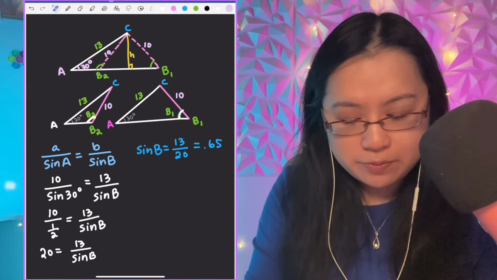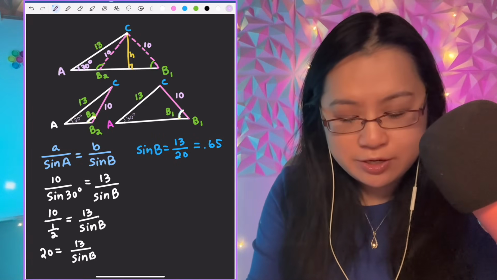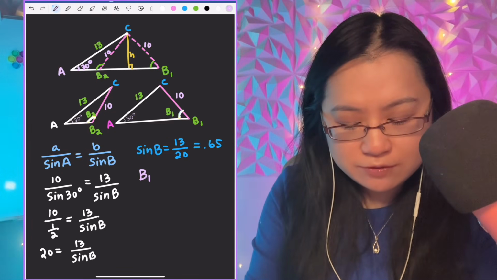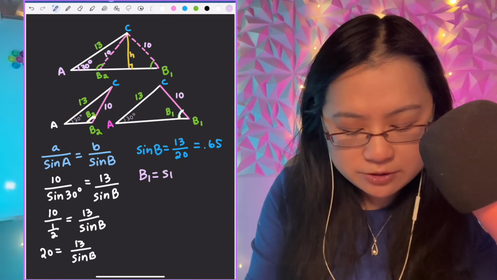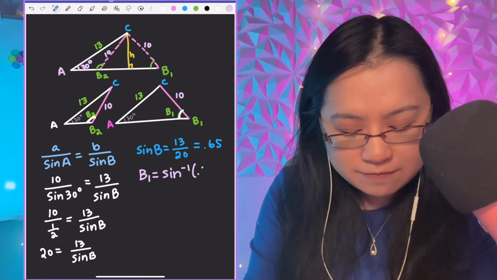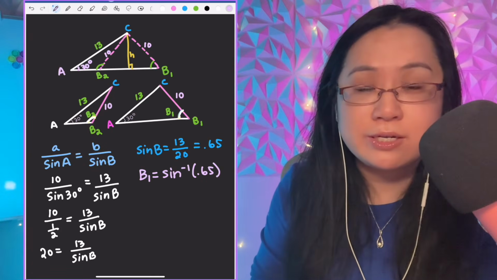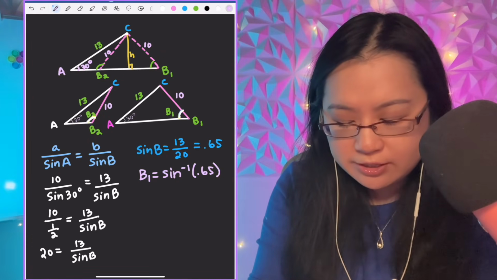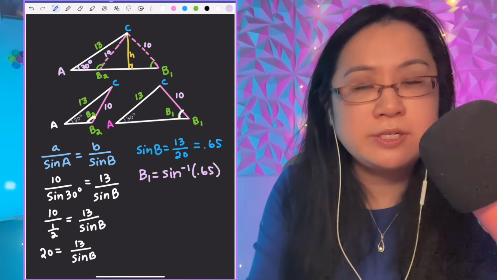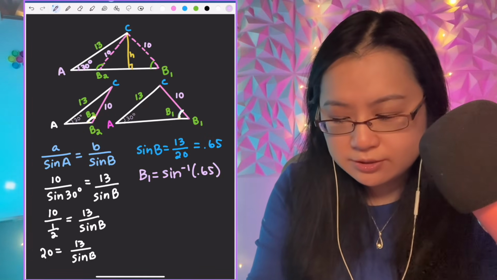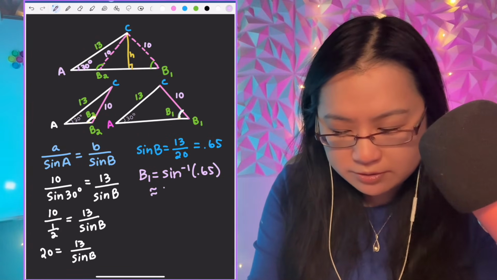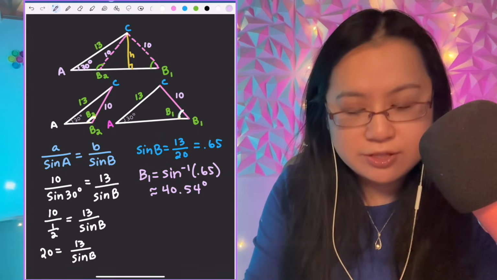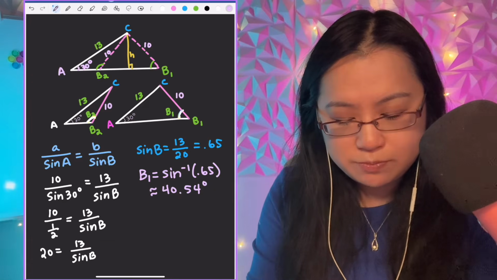Okay, so this is where we would branch out between B1 and B2. So first we'll just do B1. So by default, if you were to type this into your calculator, if you were to do inverse sine of 0.65, most likely, unless you mess with some of the settings here, you would get just an angle between 0 and 90 degrees. So in this case, I get approximately 40.54 degrees. Okay, so that's like your default angle, which would be right here.